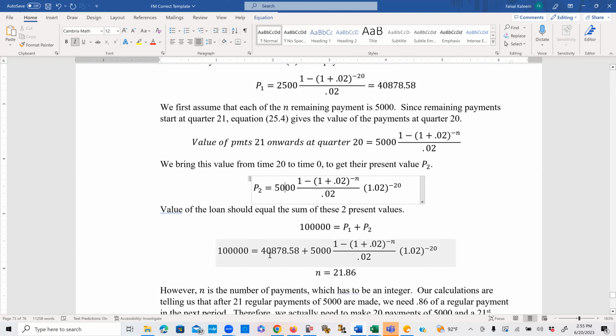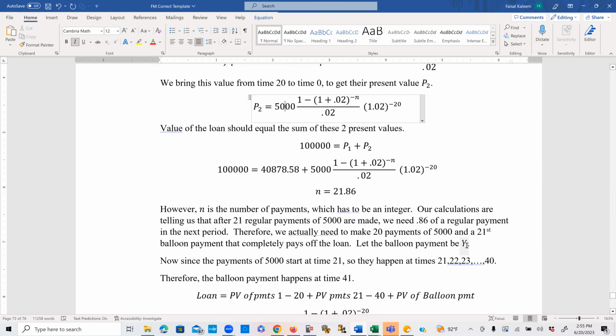As we've done in the previous problems, we'll first subtract this quantity from the 100,000, and then multiply by 0.02, divide by 5,000, divide by 1.02 to the -20, and then go from there. Now n, remember, is the number of payments, which has to be an integer. So our calculations are telling us that n is 21.86, which means that after 21 regular payments of 5,000 are made, we need 0.86 of a regular payment in the next period.